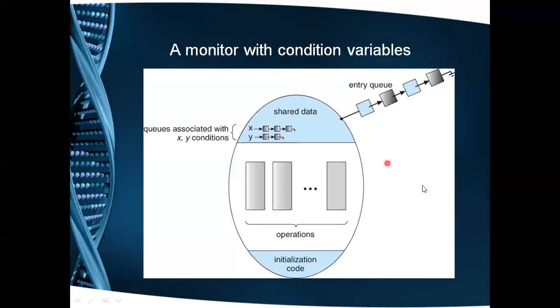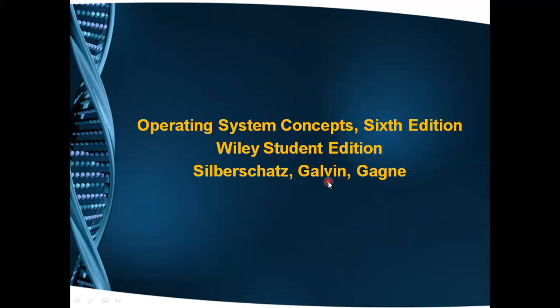This is again the same kind of diagram with the condition variables. Here we have condition variables x and y. These are the processes with respect to condition variable x, and here we have the list of processes with respect to y. So that's all about mutex locks and monitors. These are used for process synchronization. Thank you.